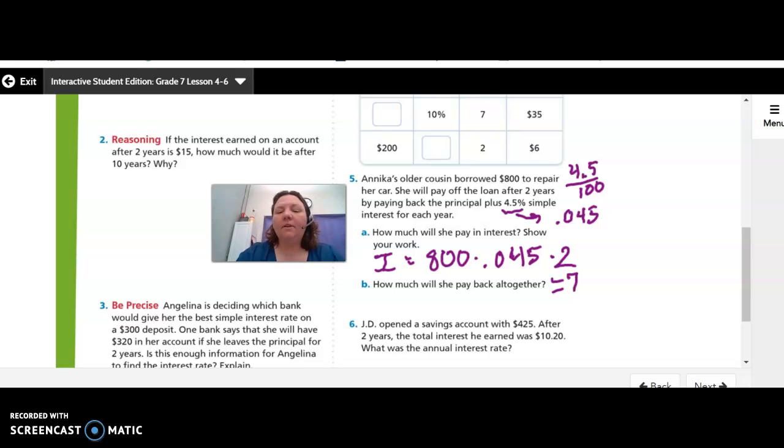She's going to pay $72 in interest, but she actually has to pay back the original loan amount as well. So she has to pay back the $800 plus the $72. So in the end, by borrowing the money, she's actually going to spend $872.